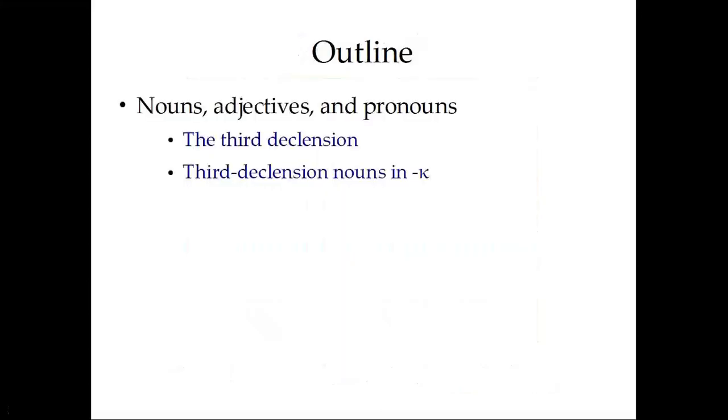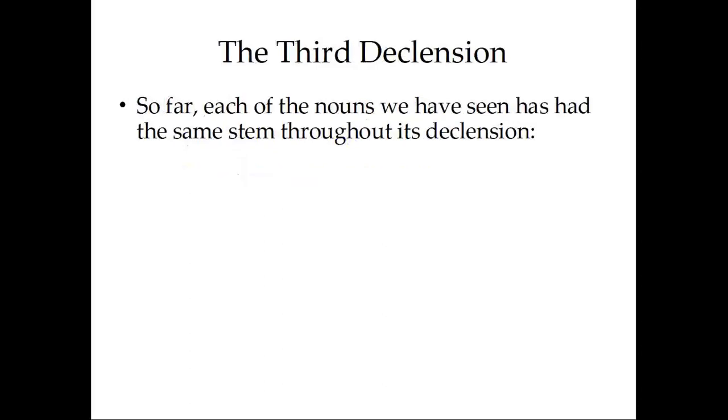Lesson 20. In this presentation, we'll be introduced to the third declension and take a look at third declension nouns in kappa. So far, each of the nouns we have seen has had the same stem throughout its declension. For instance, a noun like logos has the stem log throughout its declension in all of its cases and numbers. Logos, logou, logo, etc. Nominative, genitive, dative, singular.